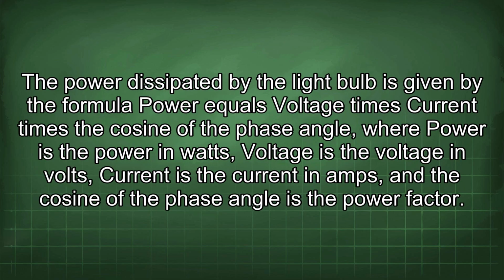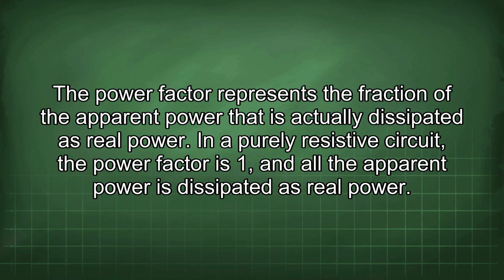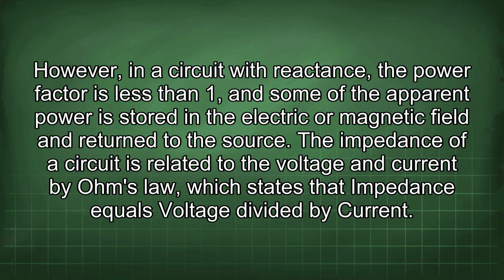The power dissipated by the light bulb is given by the formula power equals voltage times current times the cosine of the phase angle, where power is the power in watts, voltage is the voltage in volts, current is the current in amps, and the cosine of the phase angle is the power factor. The power factor represents the fraction of the apparent power that is actually dissipated as real power. In a purely resistive circuit, the power factor is 1, and all the apparent power is dissipated as real power. However, in a circuit with reactance, the power factor is less than 1, and some of the apparent power is stored in the electric or magnetic field and returned to the source.